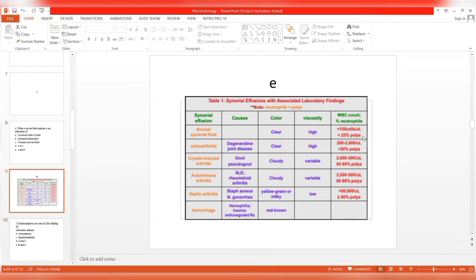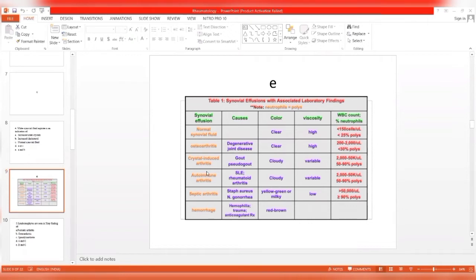Then, in case of osteoarthritis, a degenerative joint disease, the WBC count will be raised to a minimum, only a minimum increase in WBC count. Okay, so in osteoarthritis, the color of the synovial fluid is clear, viscosity is high. Normally, synovial fluid has high viscosity. So viscosity is high and there is minimum increase of WBC count.